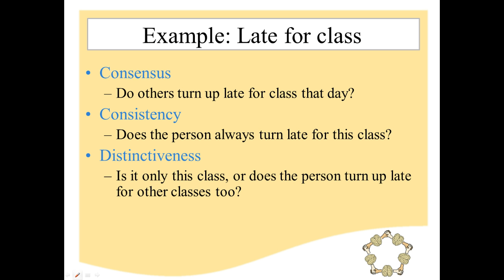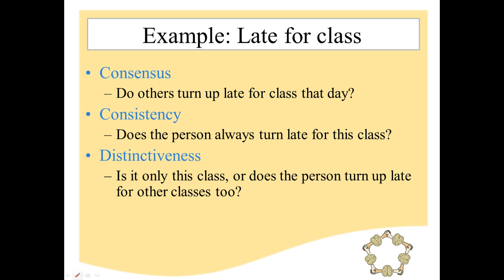And then lastly, distinctiveness. Is it only this class that they're late for? Or does the person turn up late for other classes too? So again, if it's only this class that the person is late for, you might make a situational attribution. Maybe they're struggling to get from work to school. Maybe the traffic's bad again. Maybe it's the time of day that's not working for them because they're turning up on time for other classes at a different time.